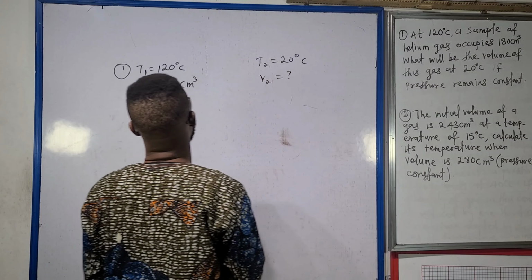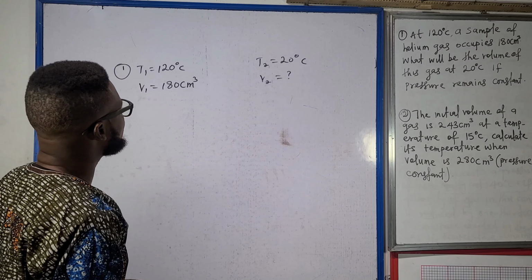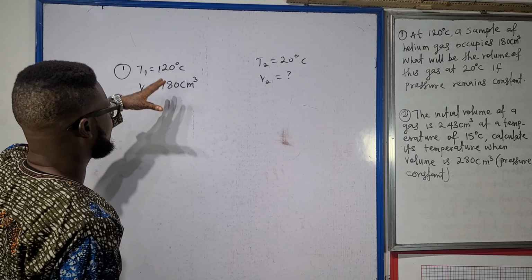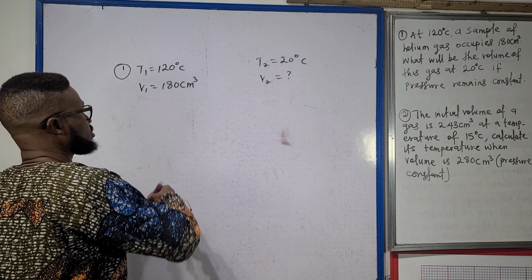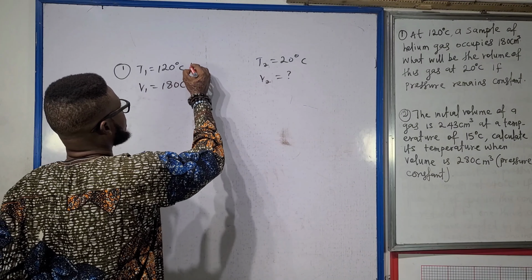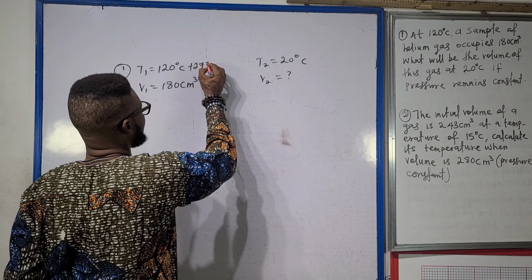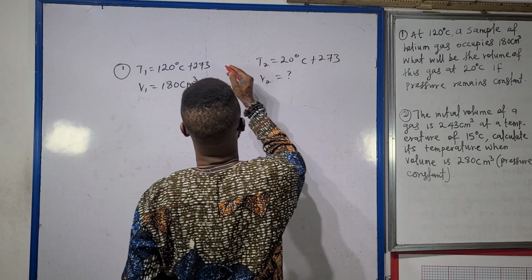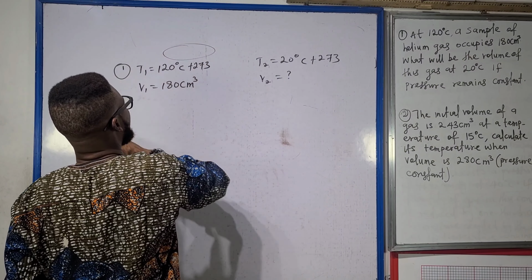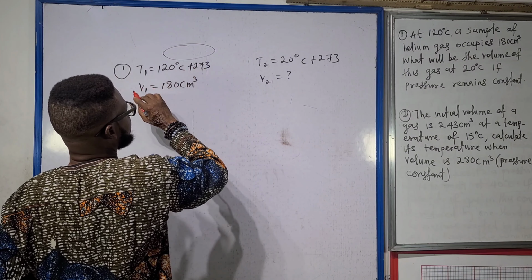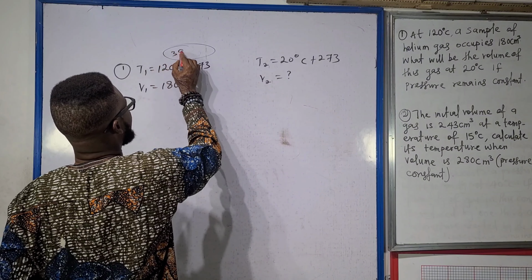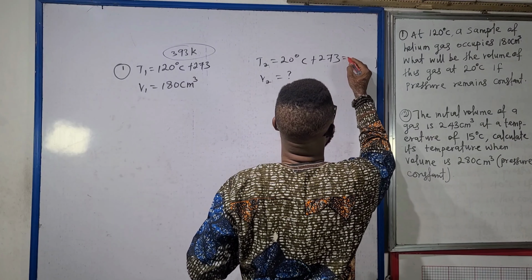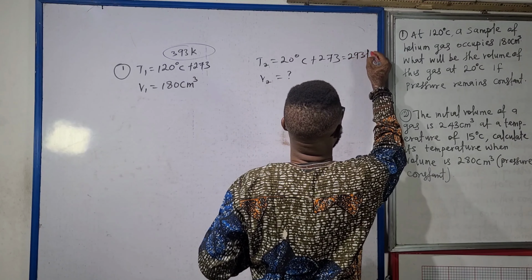If the pressure remains constant, of course, whenever we're dealing with temperature, we must always convert our temperature from degrees Celsius to absolute temperature, that's to the Kelvin scale. So this is going to be plus 273, and this is also going to be plus 273. This is going to give us 120 plus 273, that will give you 393 Kelvin, and that's what we use in the calculation. This gives us 293 Kelvin.